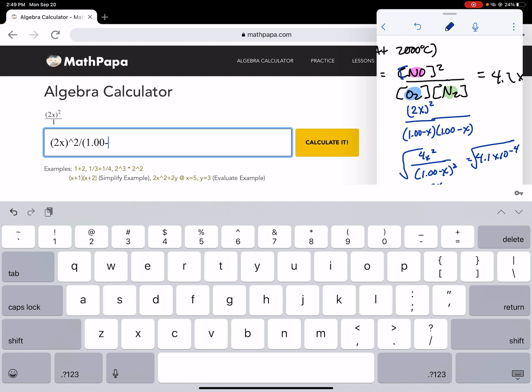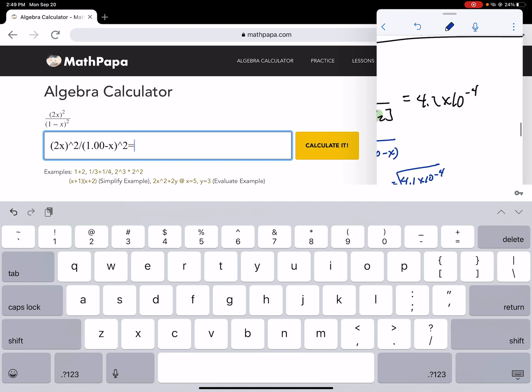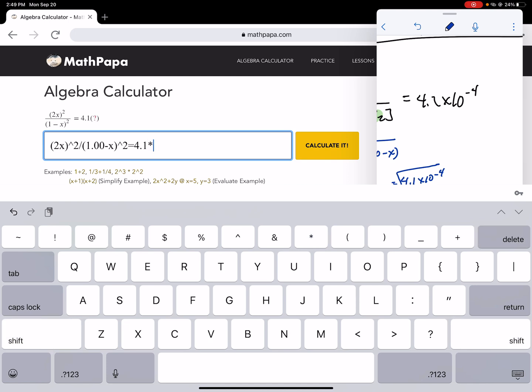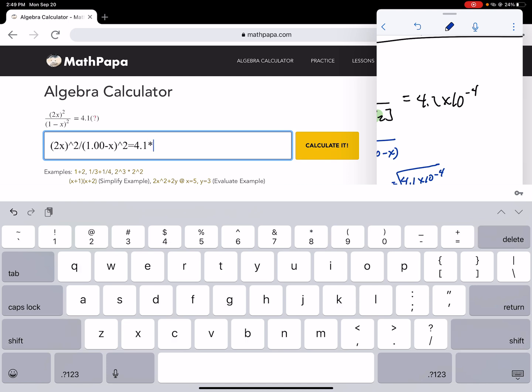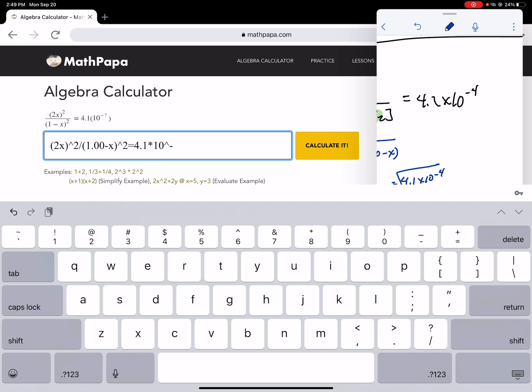1.00 minus x, and I think it's easier just to type raised to the 2 here, so I'm going to do that. So you can simplify however you want, equals, and then that's the thing it equaled, was the 4.1 times, oops, I should use the actual times, not x. 4.1 times 10 raised to the minus 4th.